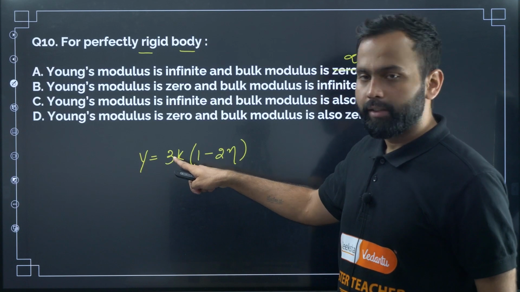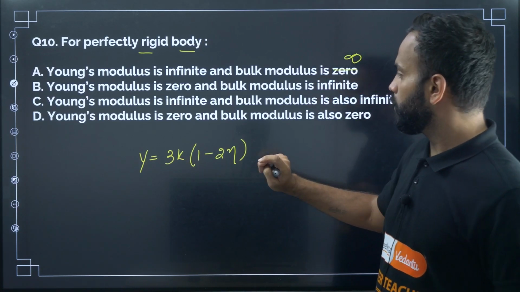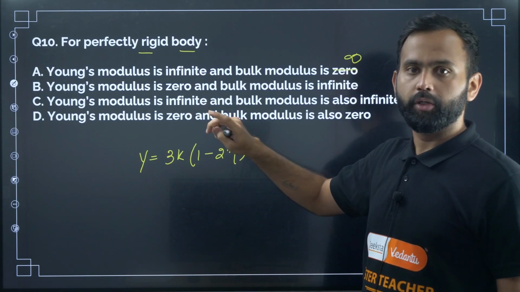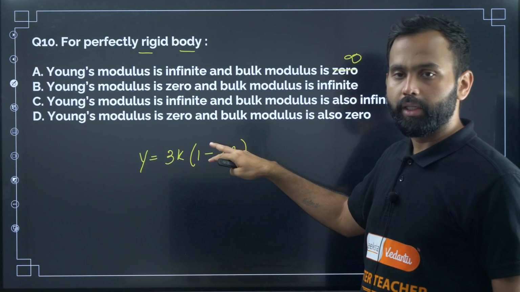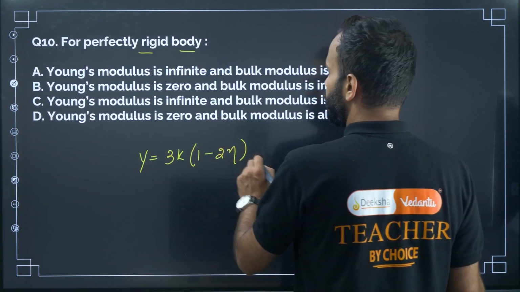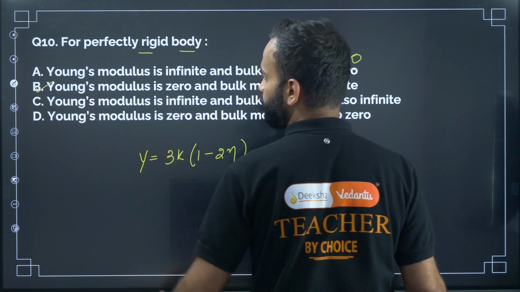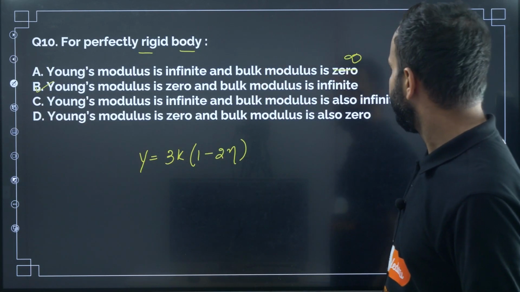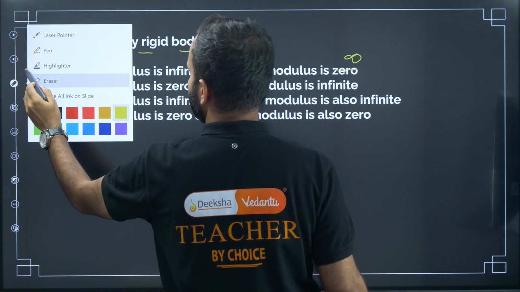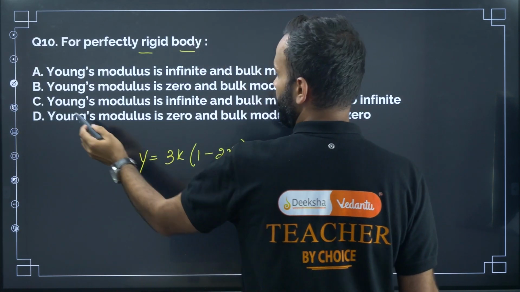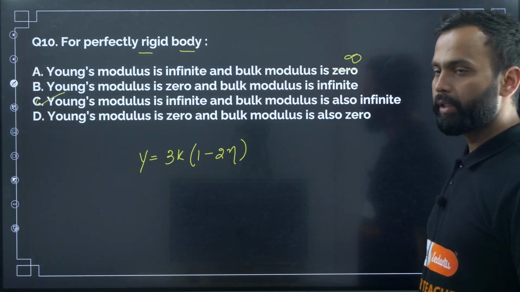So Young's modulus is proportional to K, it depends on K, that is bulk modulus. So in a perfectly rigid body, Young's modulus is infinite. So therefore bulk modulus has to be infinite. So the correct option is B. Sorry, not B. So the correct option is C. Young's modulus is infinite, bulk modulus is also infinite.